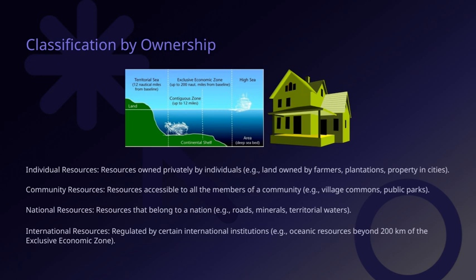Finally, we have individual resources. These are privately owned resources, such as land owned by farmers, plantations, or property in urban areas. Ownership here is by individuals or private entities, which gives them the right to use or manage these resources as they see fit. Understanding these classifications helps us grasp how resources are managed and utilized across different levels: international, national, community, and individual, highlighting the importance of ownership in resource management and sustainability.